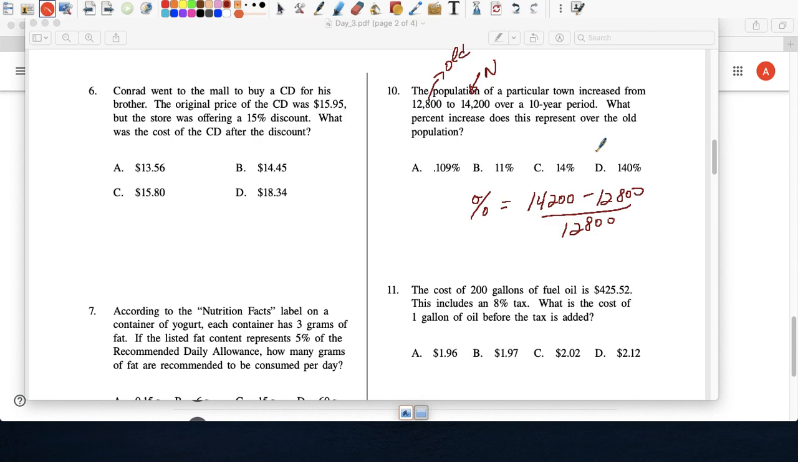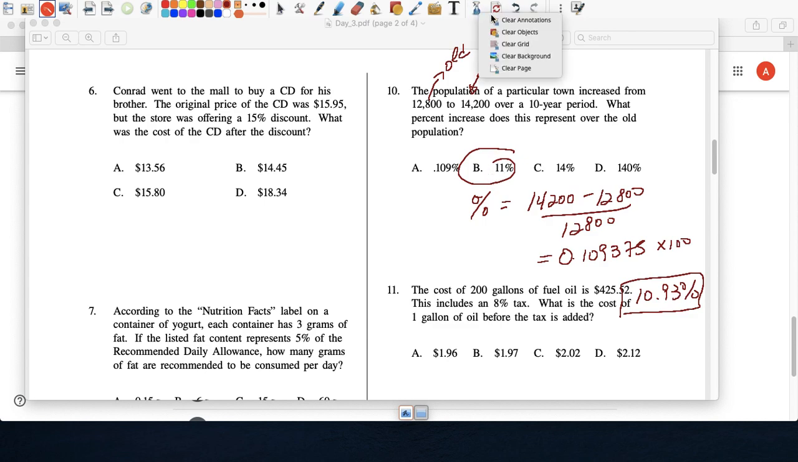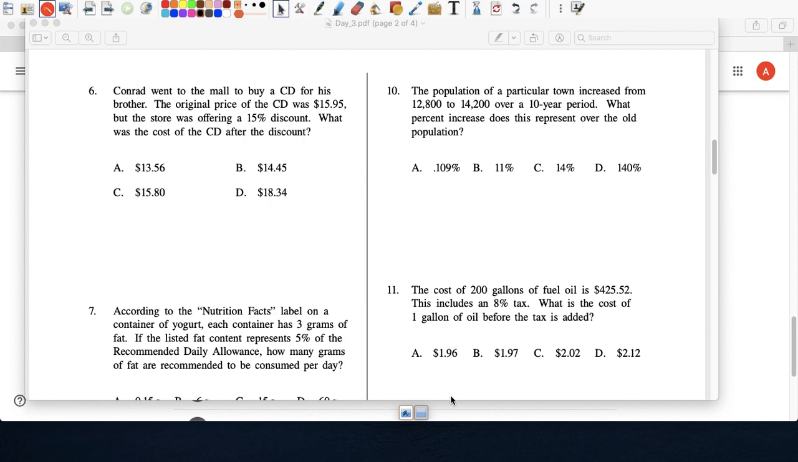14,200 minus 12,800, enter, divide by 12,800 equals 0.1093. So in your calculator, you're going to see this. Multiply that by 100, and you get 10.93%, which they probably rounded to 11.